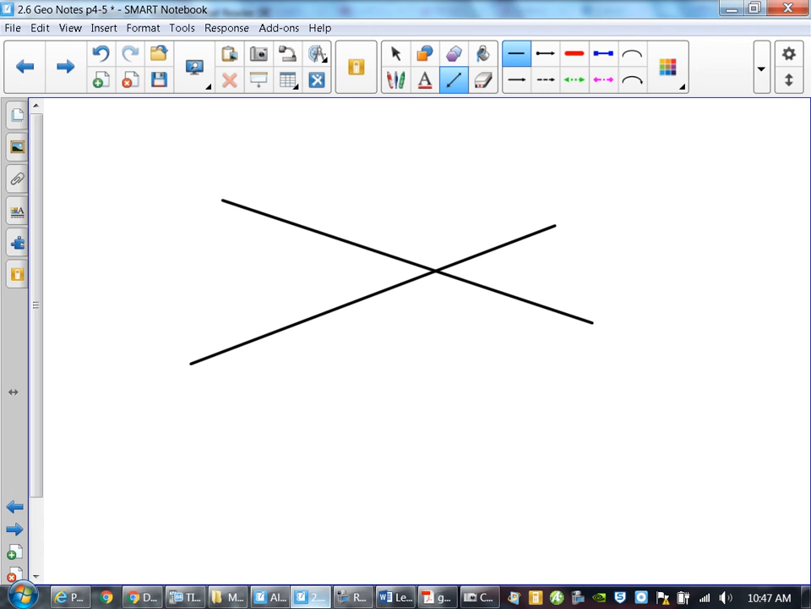Here's the thing though, within these 4 angles, if this one is 125 degrees, what does this one here have to be because it creates a line? 55. If this one's 55, what does this one here have to be because it creates a line? If this one's 125, since it creates a line, what does this one have to be?